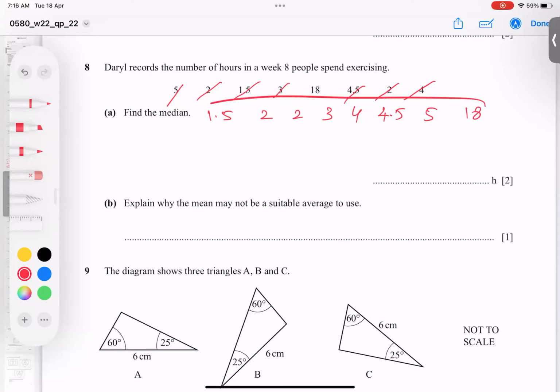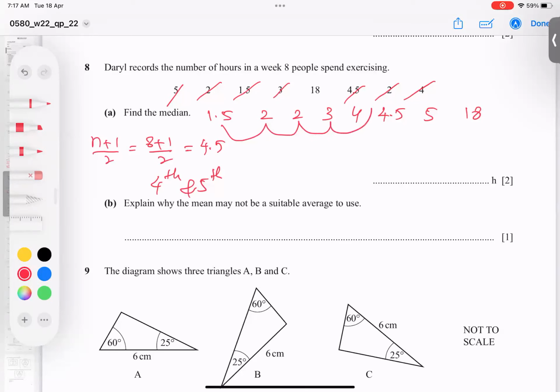And how many values are there? 8 values. We can do directly, even with a formula. The formula is n plus 1 divided by 2. It means 8 plus 1, 9 by 2, so it becomes 4.5. So the fourth term and fifth term. I repeat, fourth term and fifth term. So 1, 2, 3, 4, 5. So 3 and 4.